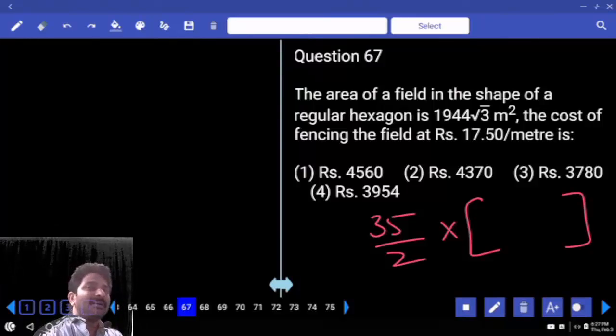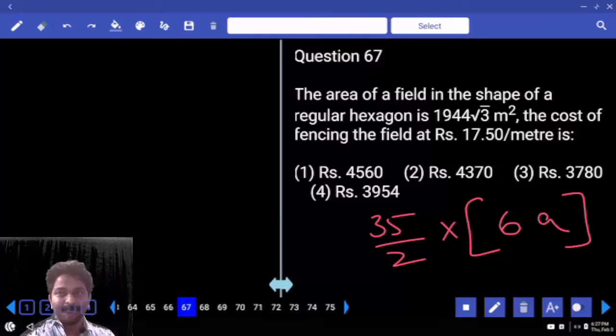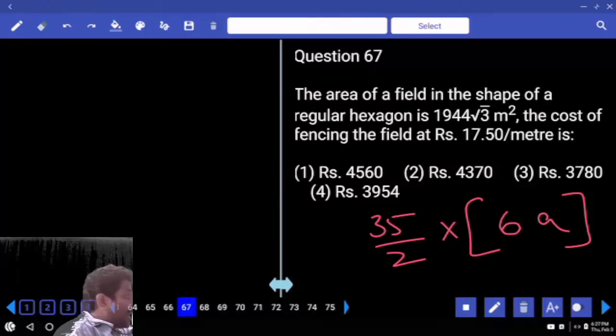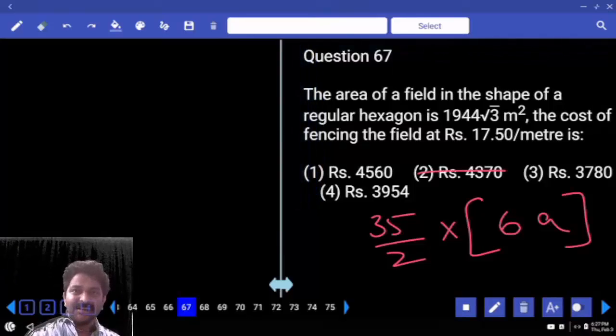A hexagon has how many sides? 6 sides. So 35 by 2 into 6A. Our answer will be in this particular format. Agreed or not? 6 is there, which is a 3 multiple. Do you have a 3 multiple in the denominator? A may be some stupid number, I don't care. But in the numerator we have a 3 multiple. So the answer must be a 3 multiple. Can it be the first option? Yes. Can it be the second option? No. Can it be the third option? Yes.